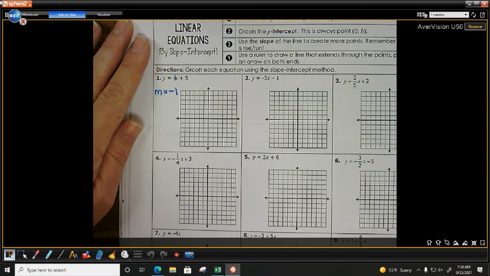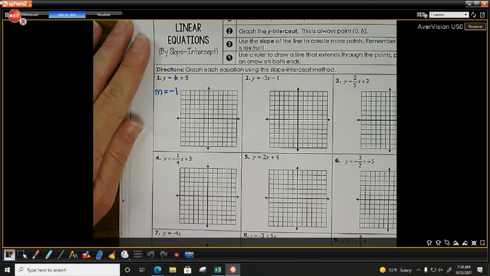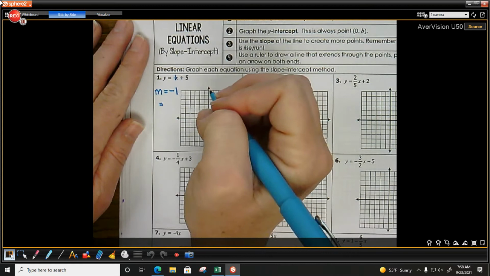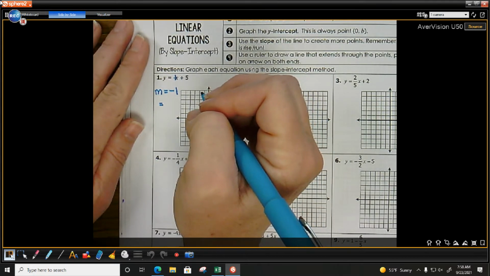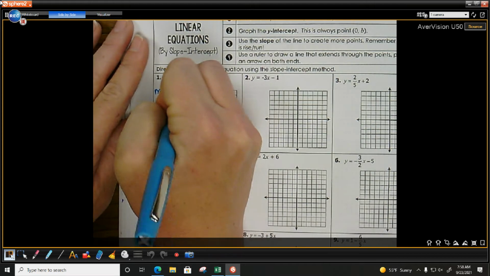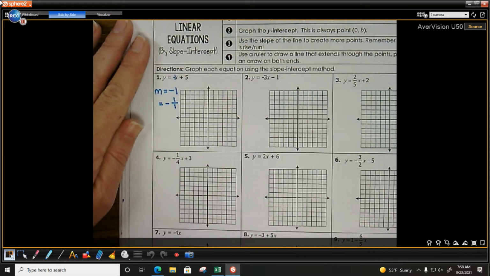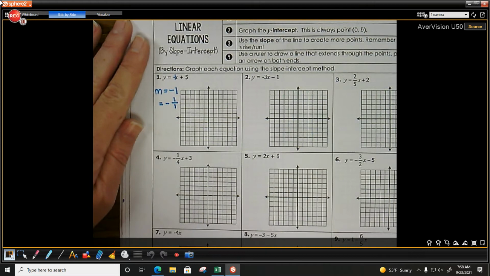Now, whenever we wrote our equations, I said you want to write your m as a whole number if possible. For graphing purposes, we want to write our slope as a fraction because we want to see our rise value and our run value. All whole numbers have a denominator of 1, so I can write this as -1/1. For graphing purposes, you want to write your slope as a fraction. For writing the equation, if possible, you would write it as a whole number.